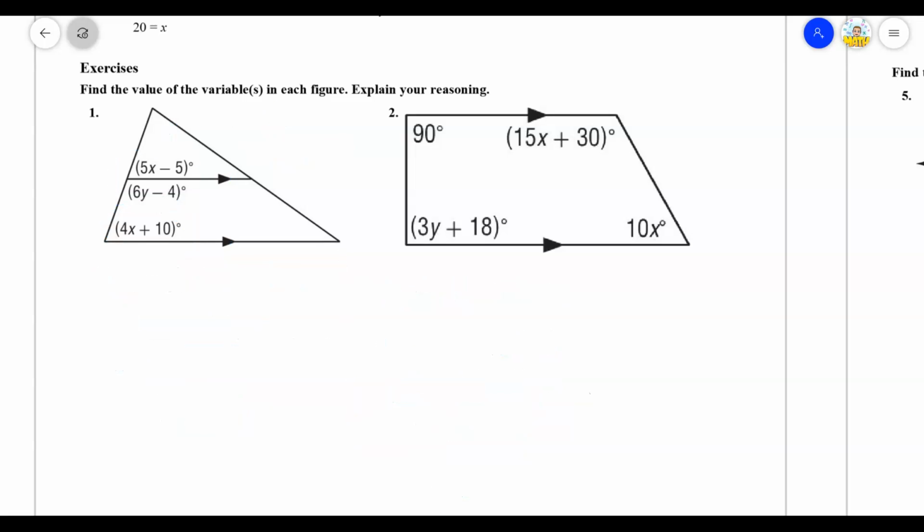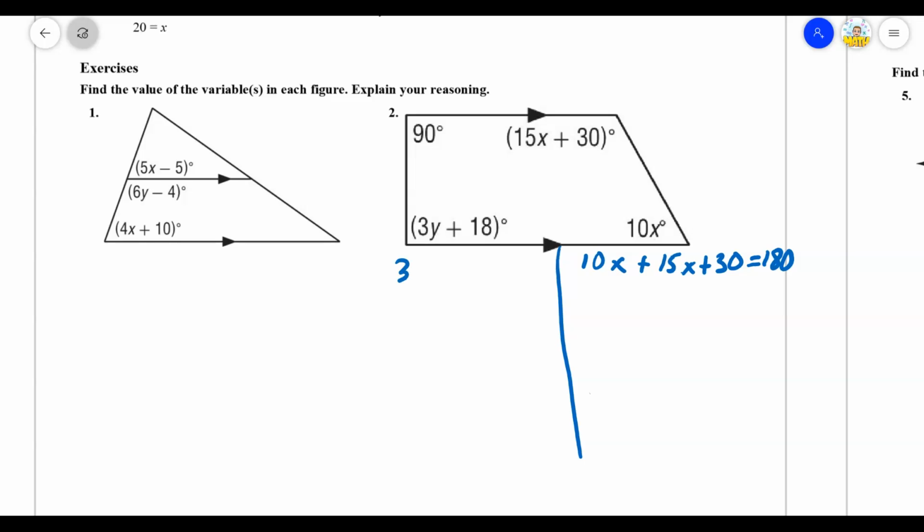In both of these situations, we have same side angles, so they're going to be supplementary. They're going to add to 180 degrees. If we want, we can just go right in alphabetical order, and we can start with x. So over here I have 10x plus 15x plus 30 is going to add to 180. Right? That would be my one equation.